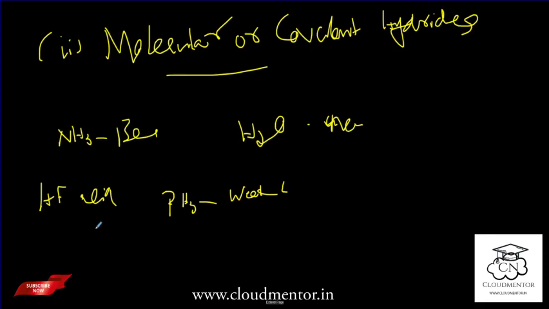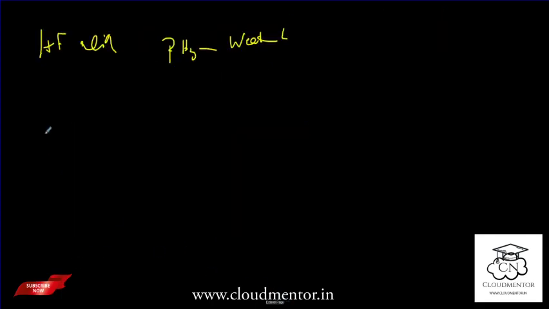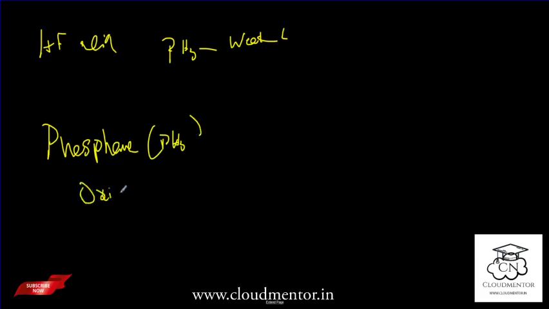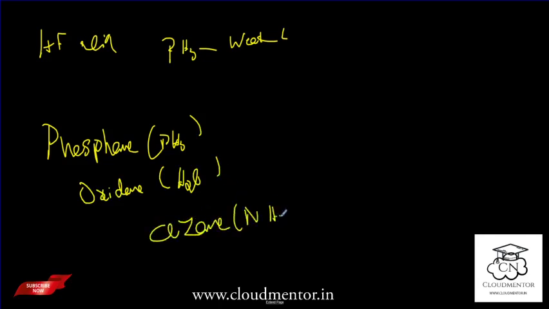Okay, and the molecular hydrides are named with the suffix -ane. For example, phosphane, this is PH3. And oxidane, what is it? It is a familiar one, that is H2O. Azane, that is NH3, ammonia, and so on.